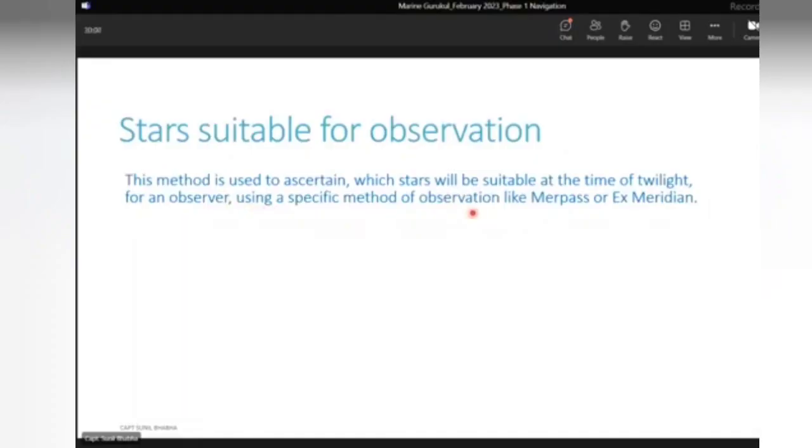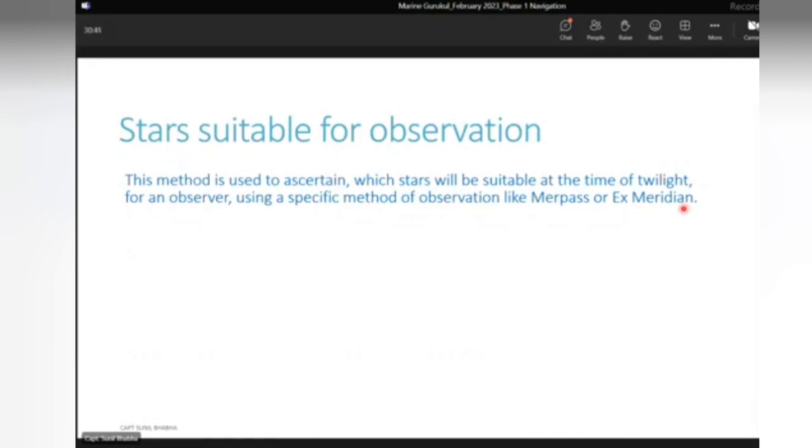Method of observation like meridian passage, Marpas, or latitude by meridian altitude or ex-meridian. So basically this means that if an observer wants to take a star sight at the time of twilight, twilight is the only time when a star sight can be taken. So he wants to take a star sight, but he wants to use a specific method. He wants to use a particular star for meridian passage or for an ex-meridian sight.